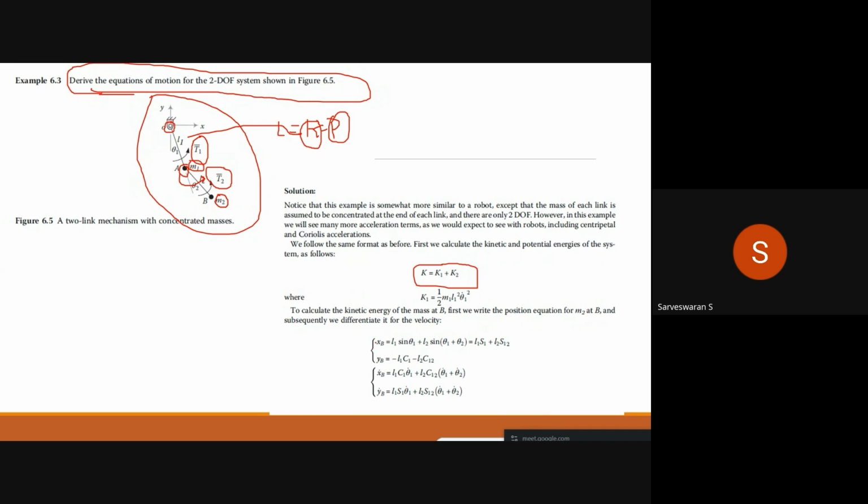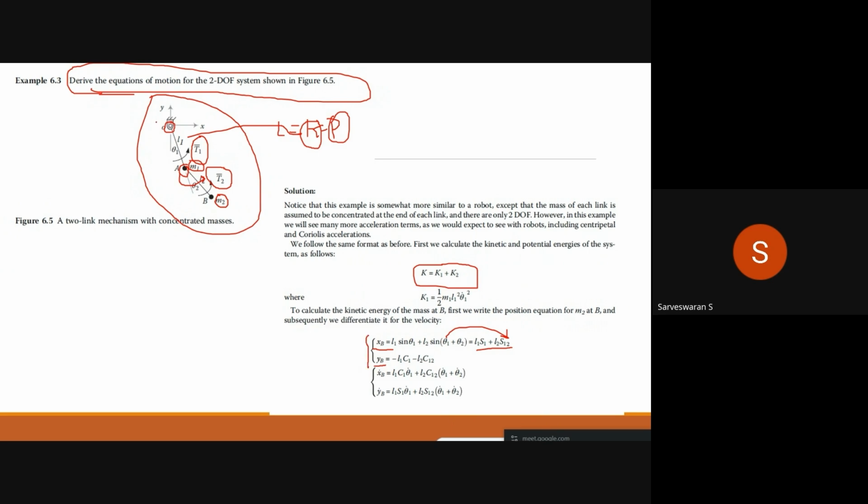And we will start with the terms x and y. Where x is equal to, using the forward kinematics, L1 S1 plus L2 S12, where S12 is equal to sine of theta 1 plus theta 2. So a shorter version of this is S12. And y is minus L1 C1 minus L2 C12. This is solved using the forward kinematics.